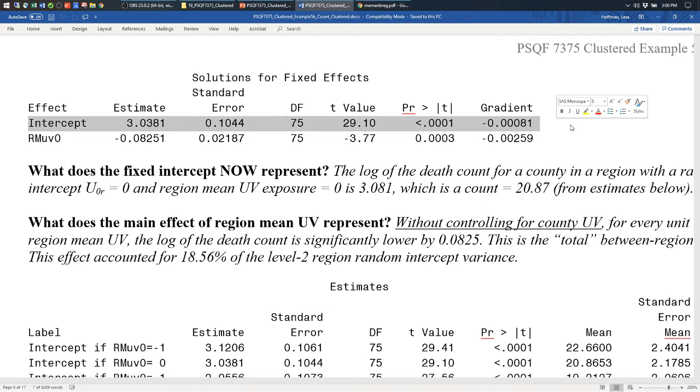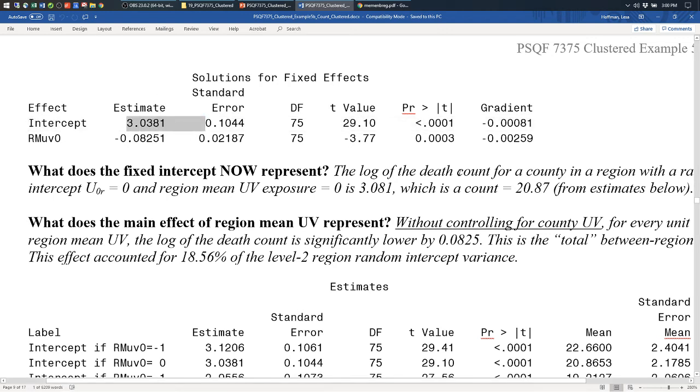3 means what? 3 dead people? No, it's not that simple. It's a mean. Just like any other intercept, it's conditional. It's specific to a group that has region mean UV exposure of 0. But what is this metric? It is unit specific, but what is the scale? 3 of what?